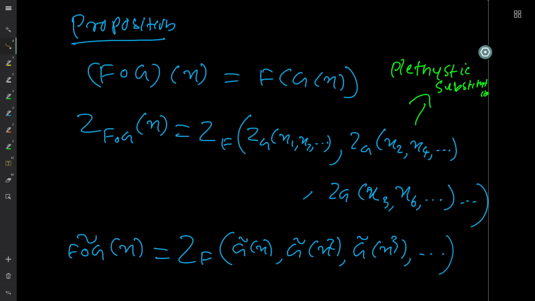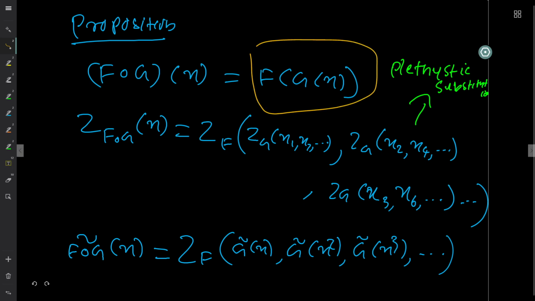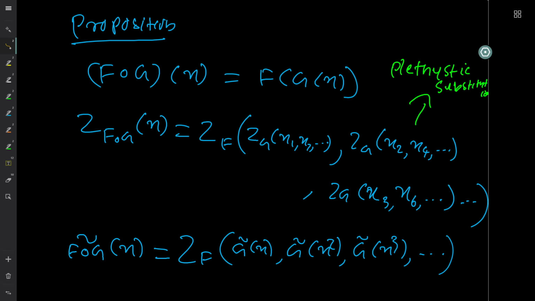Now, here is a proposition which I am not going to prove. This can be done in a more advanced course. If you take the substitution of f and g, then the exponential generating function of f composition g of x is the composition of g into f. So it's basically f of g of x. We are substituting g of x for x in f of x.